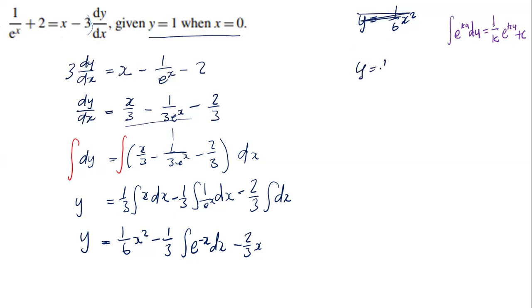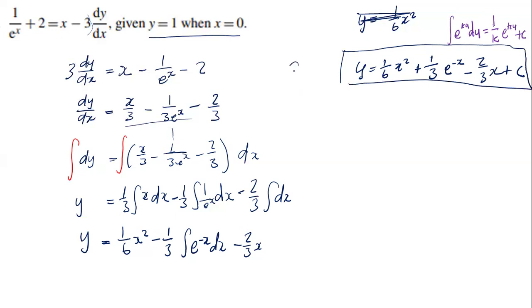We have y is equal to 1/6 x to the power of 2, and then integrating this, remember we have negative 1 there, right? So it's going to be negative 1 multiplied by negative 1/3, which is going to be positive 1/3 e to the power of negative x as it is, right? Minus 2/3 x plus c, which is our constant. And then this is the answer, right? But it is not the final answer. But what answer is this? This is the general solution of this differential equation.